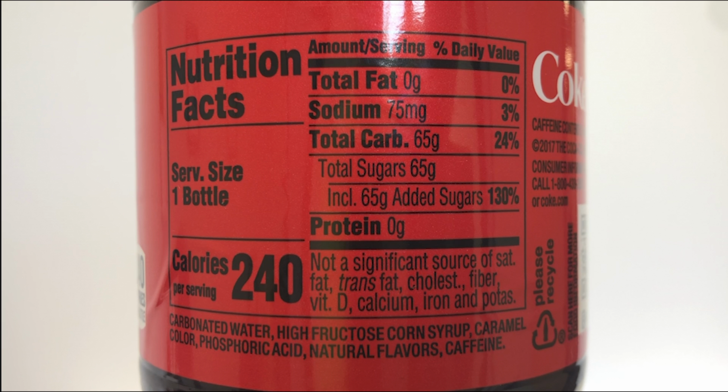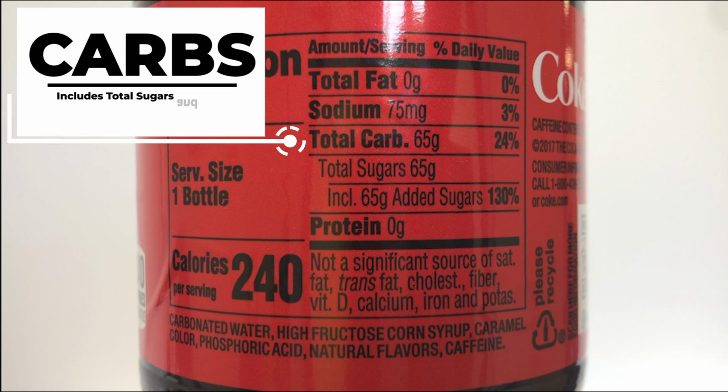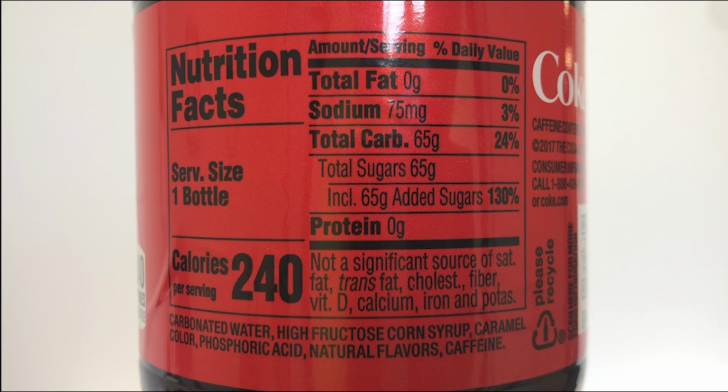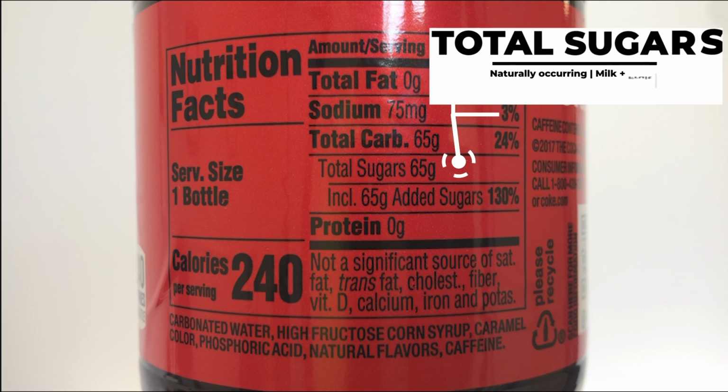Sugars are listed under total carbohydrates. In most items, there are 2 different types of carbs listed, sugars and fiber. Before we move on, let's define sugar. On this particular label, you'll see 2 different types of sugars listed, total sugars and added sugars.